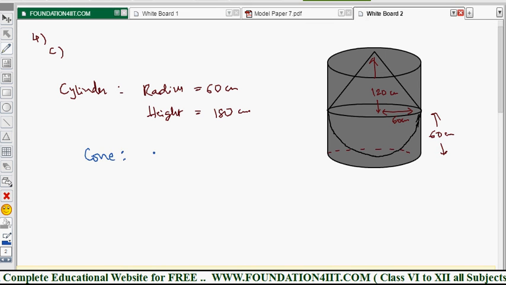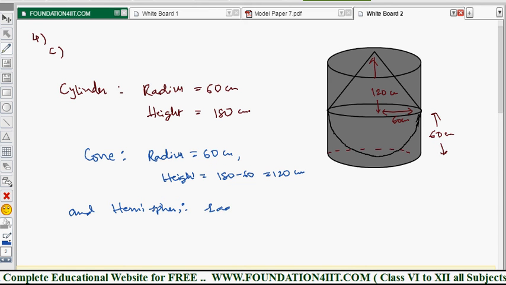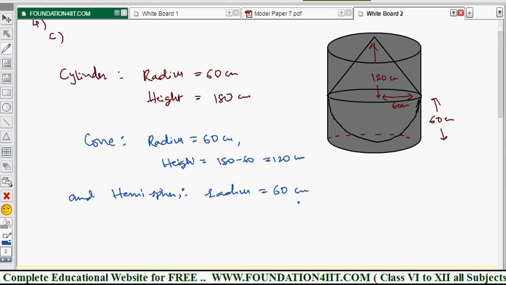Now take the cone. So the cone data: radius is the same, 60 centimeters, and height is from total 180 minus 60, so 120 centimeters. And the hemisphere radius is 60, so for the hemisphere radius is equal to 60 centimeters. So this is the data. Now we want to find the volume of water left in the cylinder.